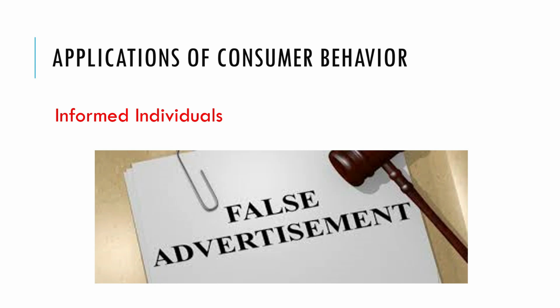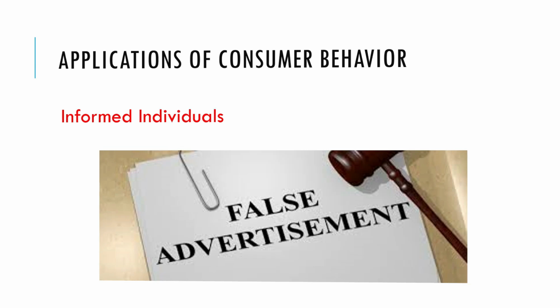So if you're informed about all these concepts of consumer behavior, you will understand how the whole system of marketing works, and how you can safeguard yourself from a false advertisement, or from something that may attract you, but at the back end is not good for you, not good for your health, not good for your well-being. So informed individuals means that consumers accurately understand the strategies and tactics that are being used on them, so they can be more effective consumers.